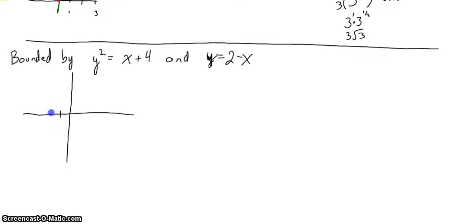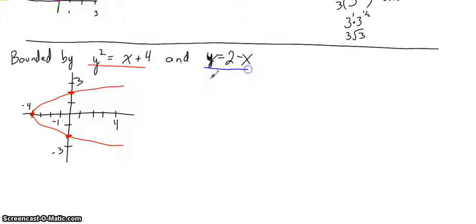Again, when x was negative 4, if I'm graphing that parabola, we do need some markings down. So graphing the parabola, when x is -4, the y-intercepts are plus or minus 2. Again, that's when x is equal to 0. We had that curve. Graphing the line, y-intercept 2, slope -1.